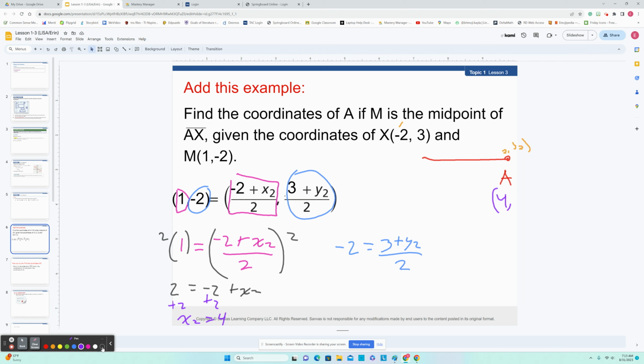Now we're going to do the same thing over here. We're going to multiply both sides by 2. Now remember, the reason I am is because I'm trying to get rid of this fraction, and the opposite of division is multiplication. So this leaves me with -4 equals 3 plus y sub 2, sorry, sub 2. And then I'm going to subtract the 3. So this is telling me that my y sub 2, that y of the second point, is -7. So I put a -7 right there. So this ends up being the coordinate of A.